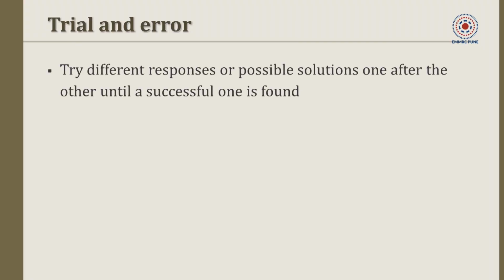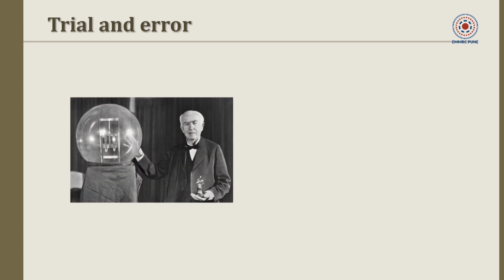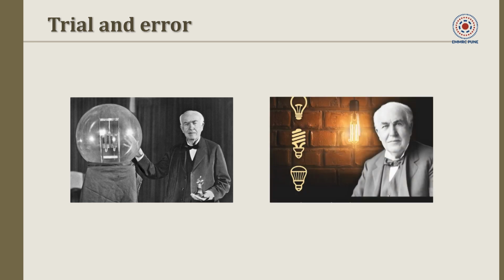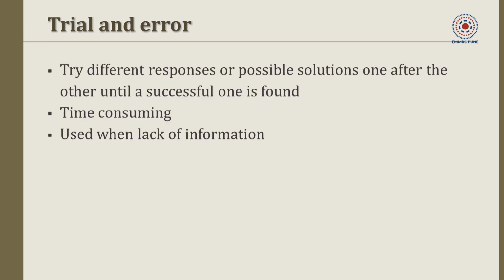In this method, an individual tries different responses or possible solutions one after the other until a successful one is found. This method can be very time consuming. For example, Thomas Edison tried thousands of light bulb filaments before getting the right one. Often, we adopt this method when we do not have enough information for a more systematic approach. Trial and error method of problem solving is widely used, but does not always guarantee a solution.